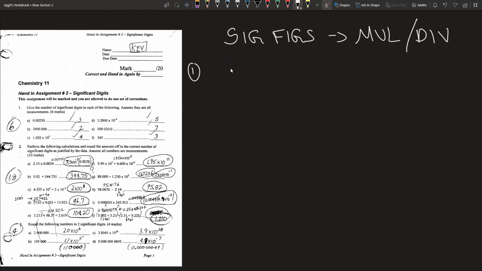So guys, if I give you a question like this, let's say I have 2.15 times 0.0034. And I say, you know what, guys, multiply these numbers and give me the answer in proper sig figs. So what you want to do is, firstly, just blindly punch these numbers in your calculator. Don't worry about any sig figs yet. Tell me, what do you get?